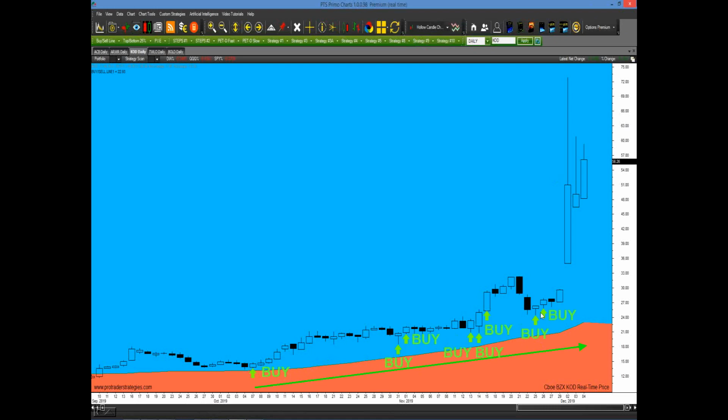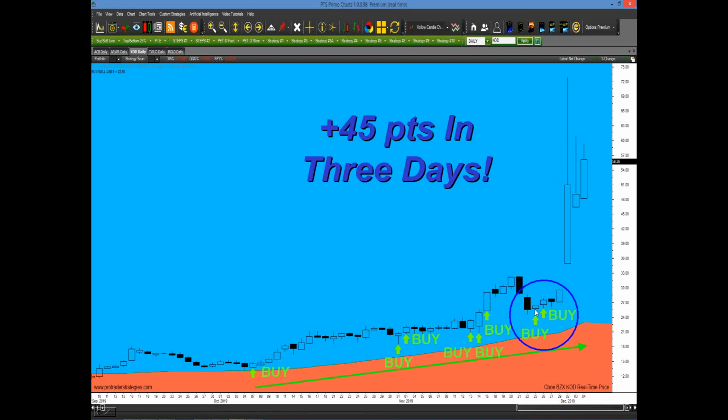Now, let's say you became a member of our course last week. You could have used the scanner, and the scanner last week would have identified these 2 buy signals right here, just days before a 45-point gain. Now, we're not saying you would have made 45 points. Most likely, I would have sold well before I made the 45 points, not knowing how high I was going to go.